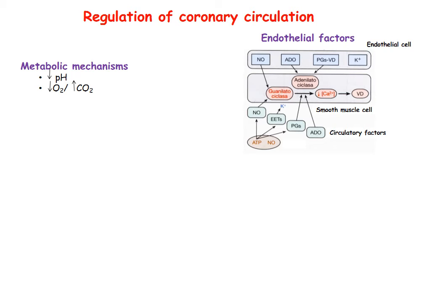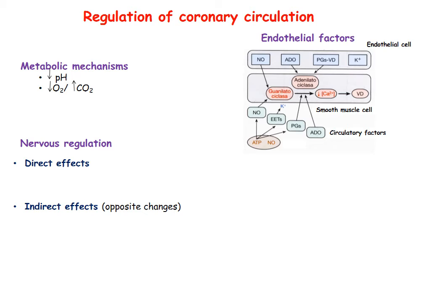There are also local mechanisms, local endothelial factors like nitric oxide, like prostaglandins, and so on, that can be released from the endothelium, and can also be released from other cells, from the circulatory system, from the blood. Okay, these factors diffuse to the smooth muscle cells, producing a vasoconstriction or vasodilation depending on the factor that we are studying.